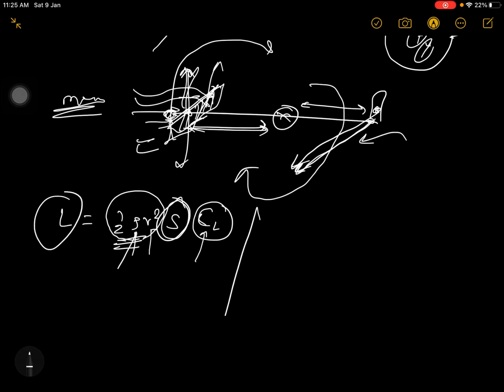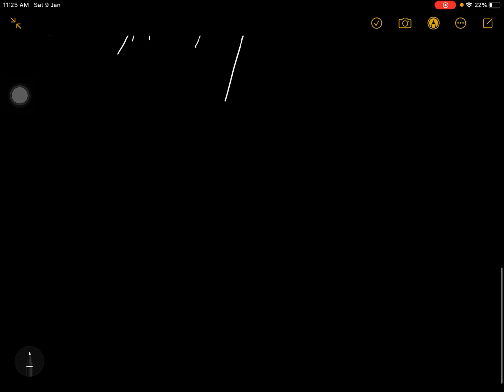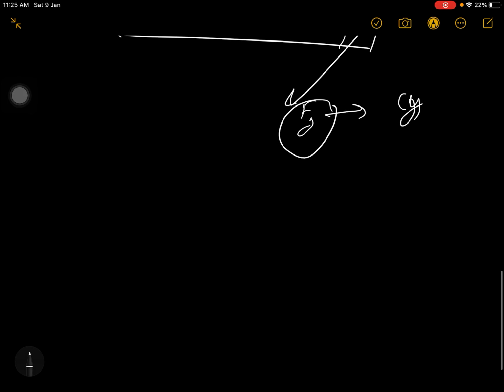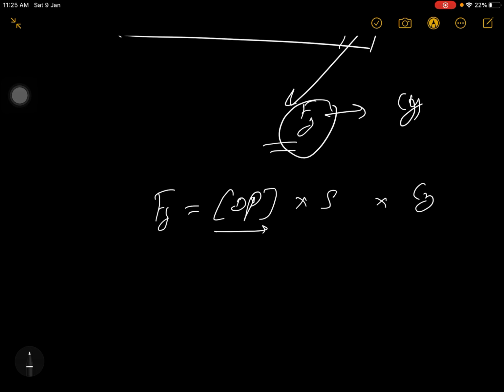In the same way, if you are bothered about this force, suppose this is a reference line and here you have a tail, and the tail is producing some force here, which I am calling Fy. Even for this force you will have some coefficient of force, right? Cy, I am calling it Cy. So when you find this force Fy, you again write the same dynamic pressure, then planform area, and then coefficient of force. That's all. Dynamic pressure has the formula half rho v square.